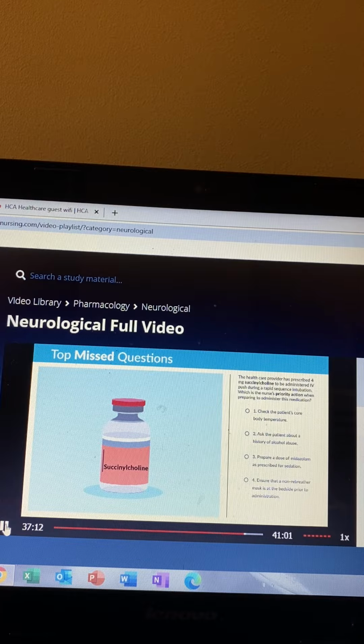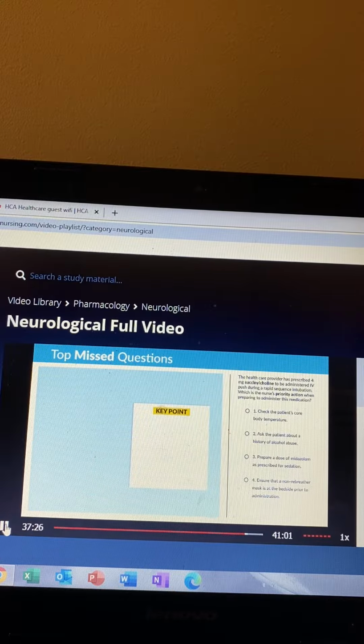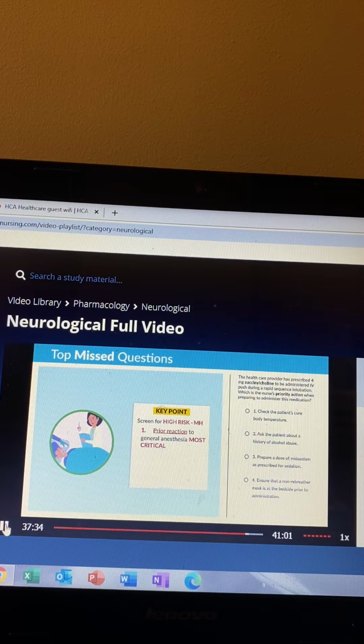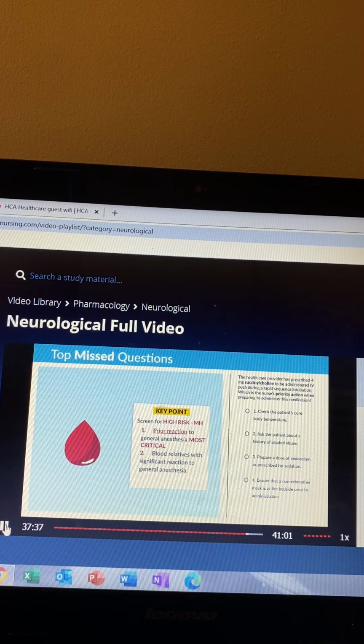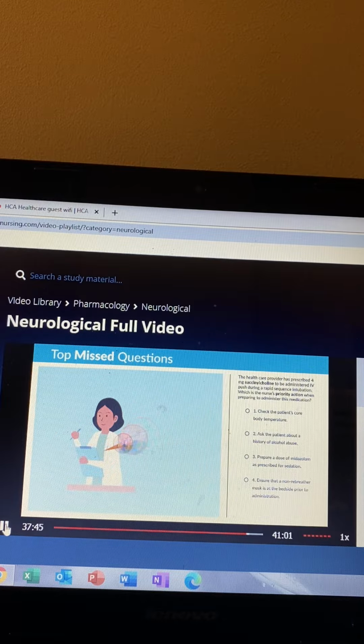Since this question's asking for priority action, we always have to think, what kills the patient first? So before looking at the options, we're thinking loss of life as well as loss of limb. We know that with succinylcholine, what kills the fastest is malignant hyperthermia. So we have to screen for those 3 criteria: a prior reaction to general anesthesia, blood relatives with a significant reaction to general anesthesia, as well as alcoholics, as mentioned by the HESI. So option number 1 is incorrect: check the patient's core body temperature. Guys, that's not the main priority here.